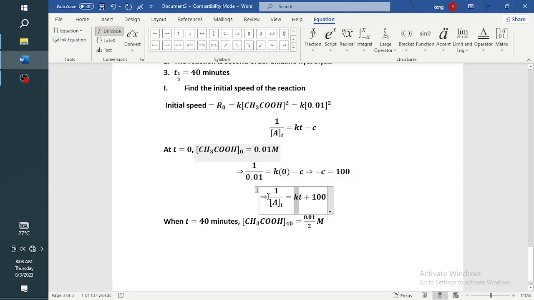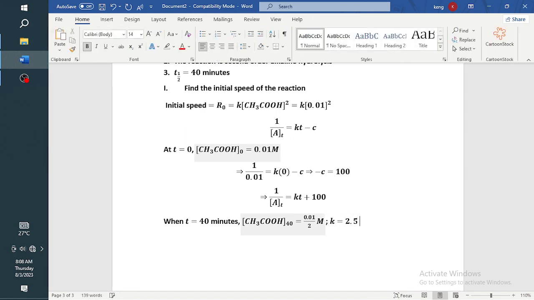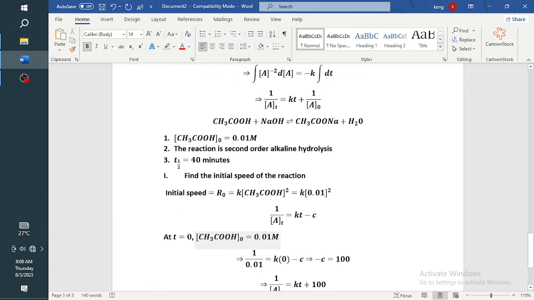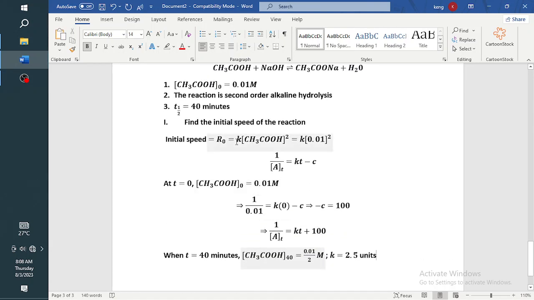So you have 1 divided by 0.01 divided by 2. You subtract 100 and then you divide it by 40. You're going to get K. If you do it correctly, I think I did it and I had K to be 2.5 units. I don't know the units. From there now, you just need to come back and replace K here with 2.5. Okay, and you multiply. I think you're going to get 2.5 times 10 raised to the power -4 units.